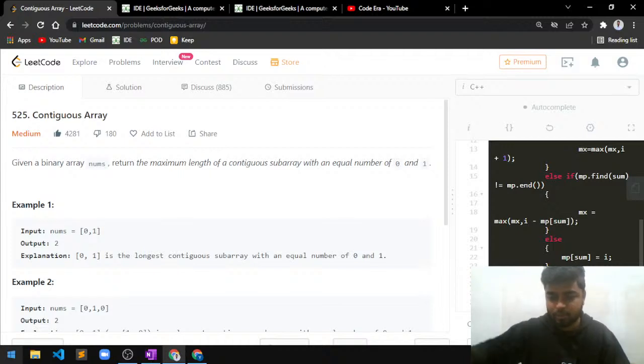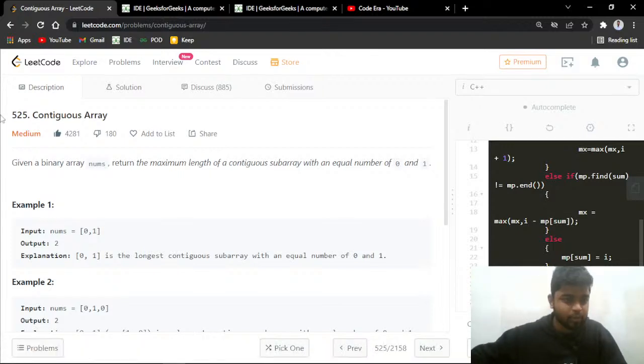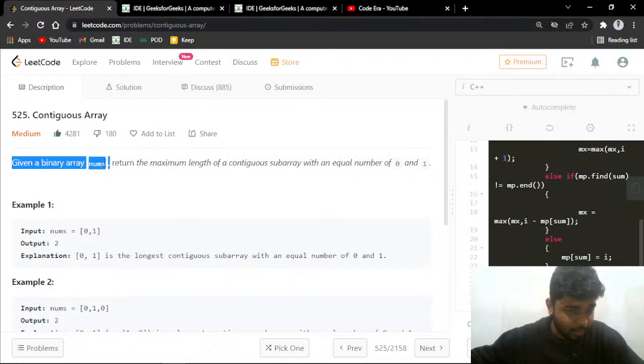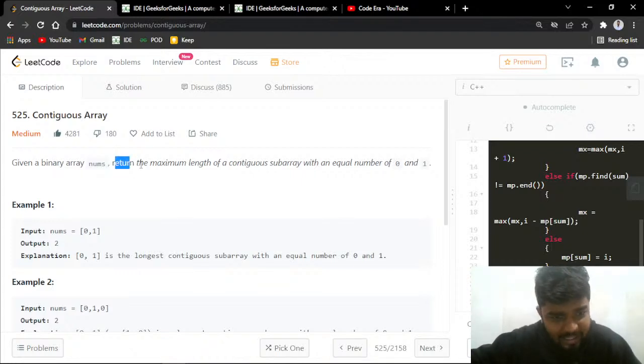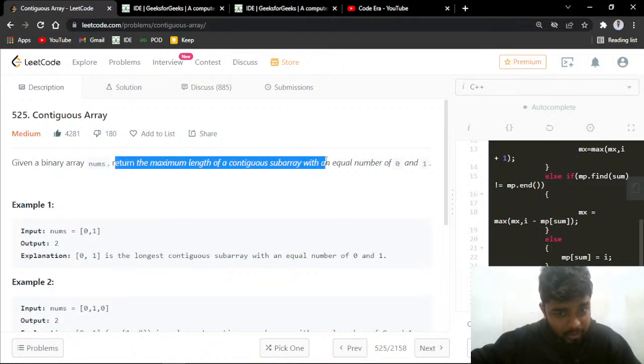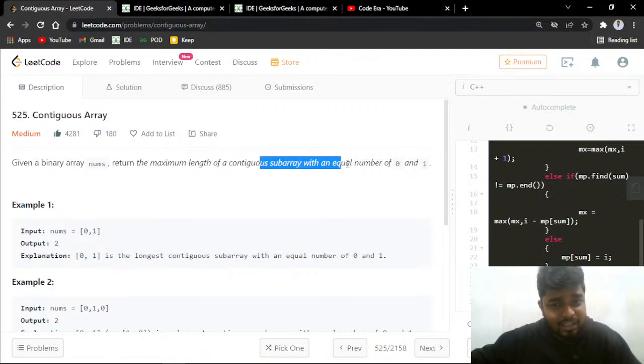Right. So in this particular video, what we'll be doing is we'll be solving the LeetCode daily challenge for contiguous array, right? So the question is that you'll be given a binary array. So you'll be given an array which will be consisting of zeros and ones, and you have to find the length of the longest contiguous subarray such that it has equal number of zeros and ones, right?